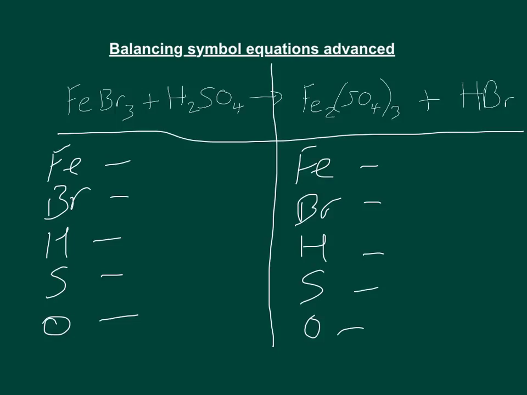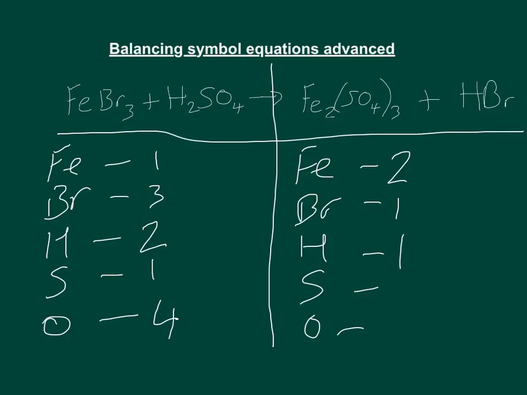Okay, so if we add the total amount of atoms on both sides, so we can see here one iron atom. I'm not going to go through each one individually. If you're at this stage, you should know how to count the atoms, so I'm just going to put these in for you so we can go through it a little bit faster. So we've got one iron, 3 bromines, 2 hydrogens, 1 sulfur, and 4 oxygens. On this side, we've got 2 iron atoms, 1 bromine, we've got 1 hydrogen.